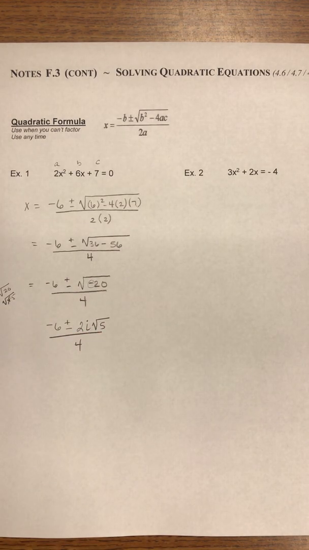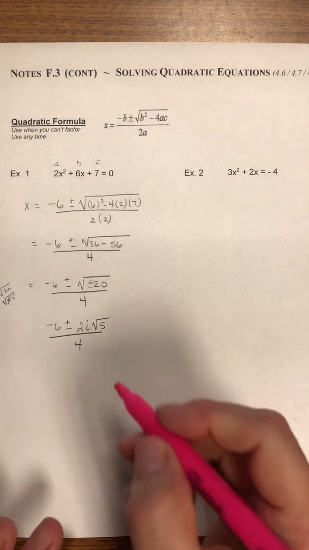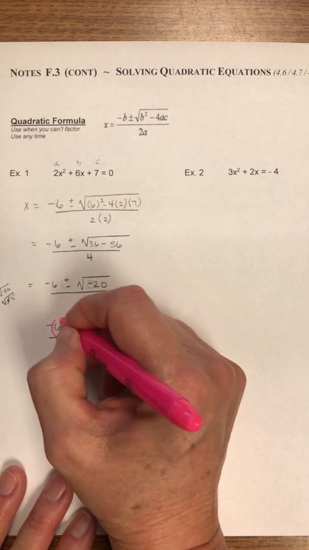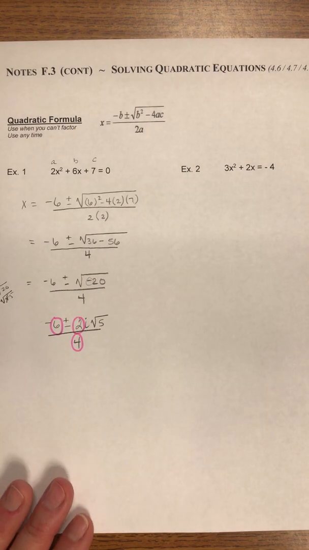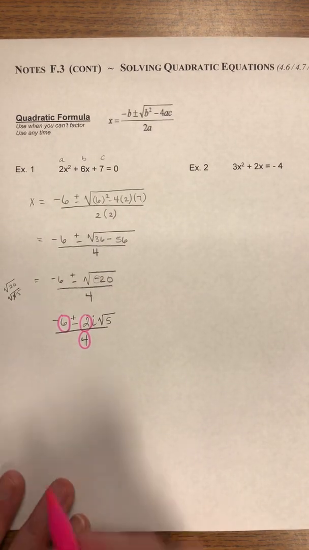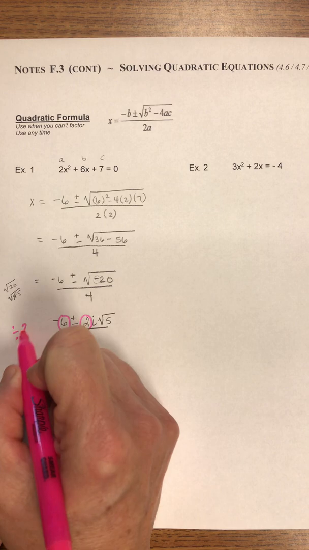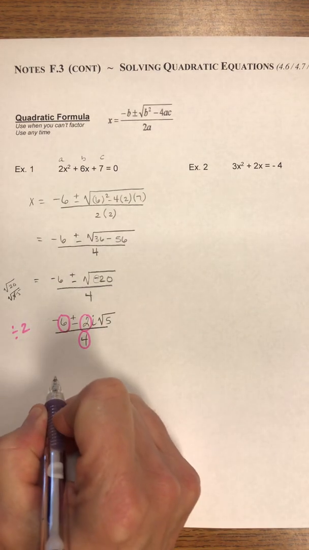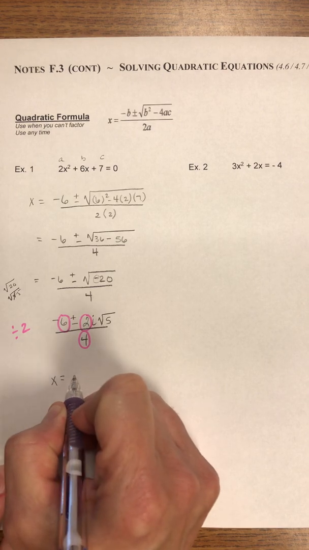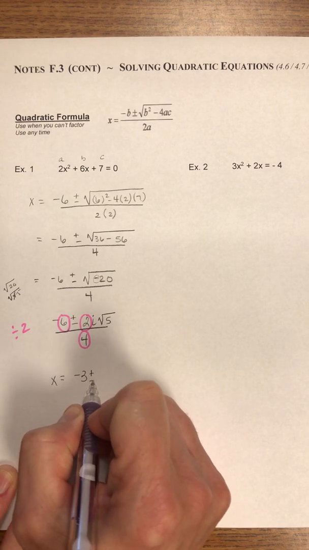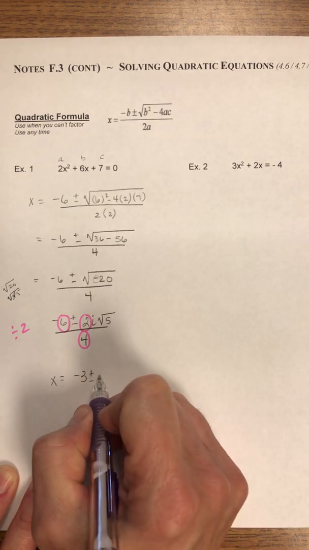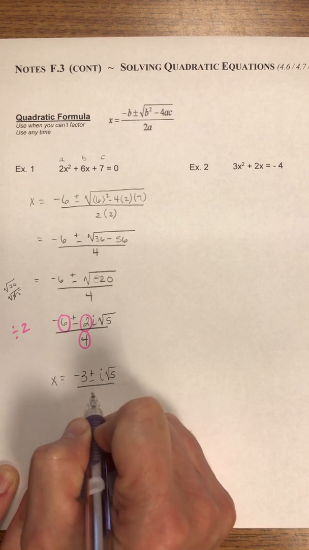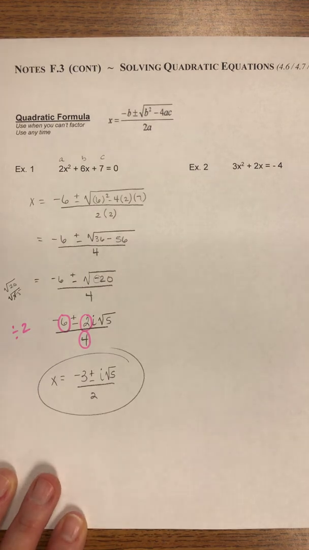So now when I'm looking at it, again, the same thing, I need to know these three outer numbers. Can I reduce them at all? And in this case, I know they're all divisible by 2. So I can shrink each one by dividing by 2. So my answer would be negative 3 plus or minus 2 divided by 2 is just 1. So it'd be i square root of 5 all over 2. And there are my two answers.